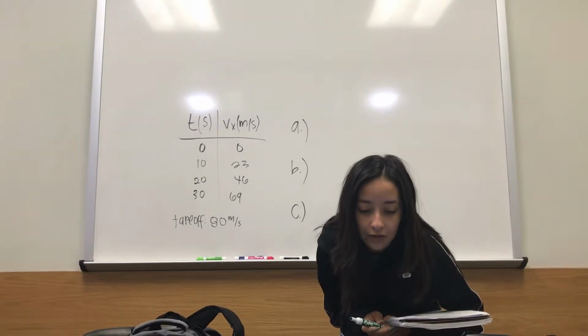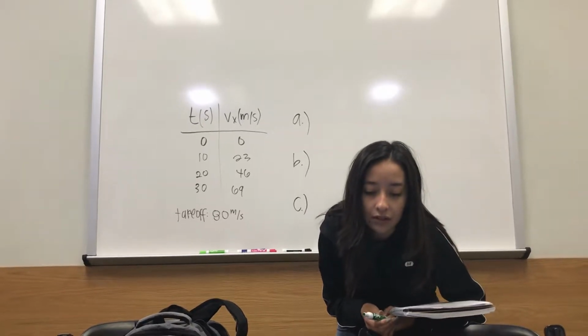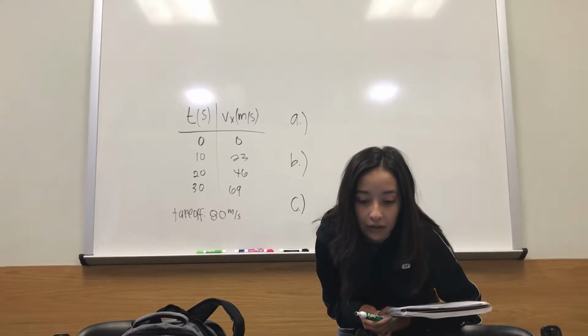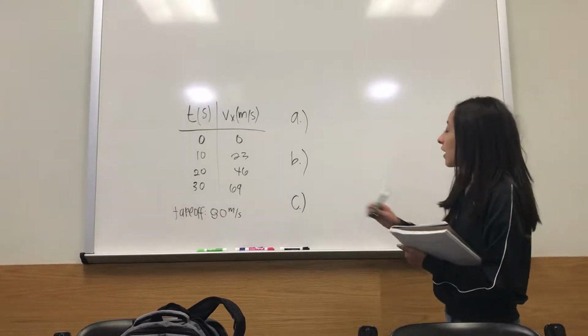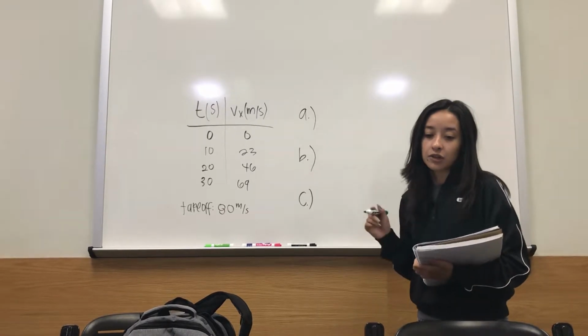And C is, for safety reasons, in case of an aborted takeoff, the length of a runway must be 3 times the takeoff distance. What is the minimum length runway this aircraft can use? Okay, so we have our table here. We need to find the jetliner's acceleration during takeoff.